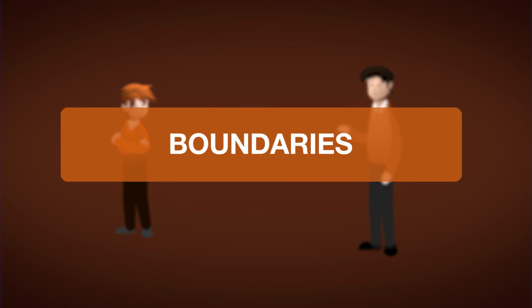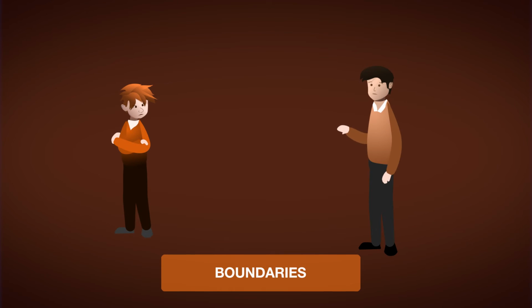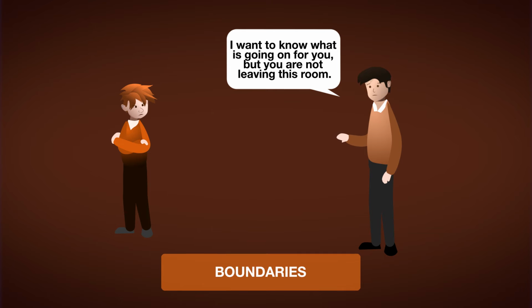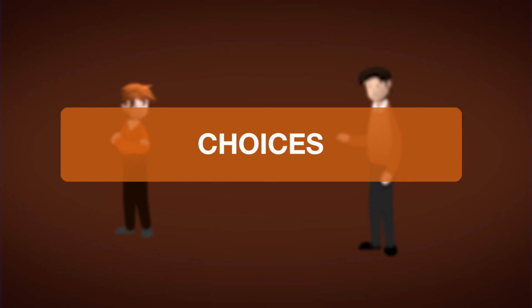Boundaries can give a person an immediate sense of safety because someone has control. I want to know what is going on for you, but you are not leaving this room. Choices immediately give a person a sense of renewed control.